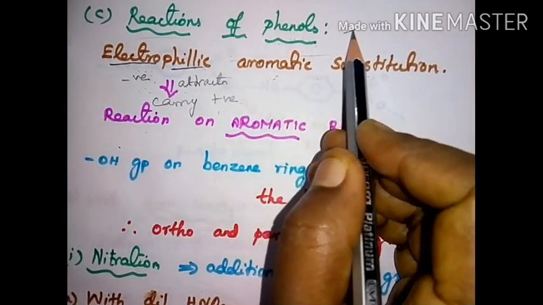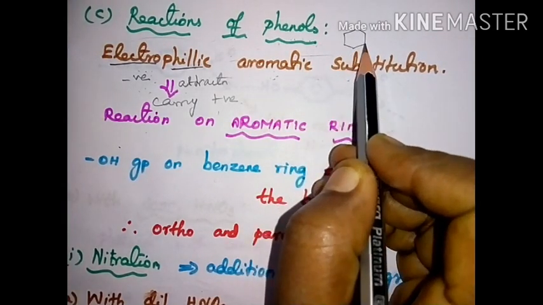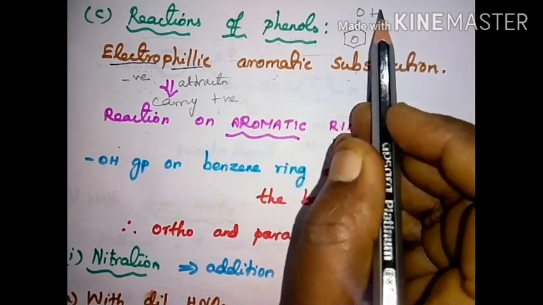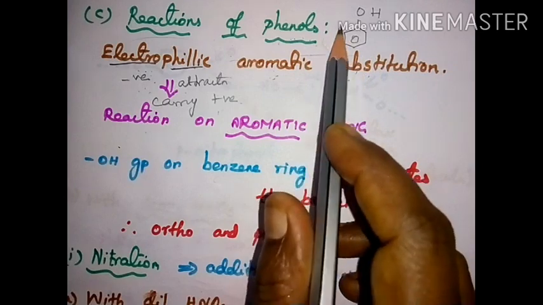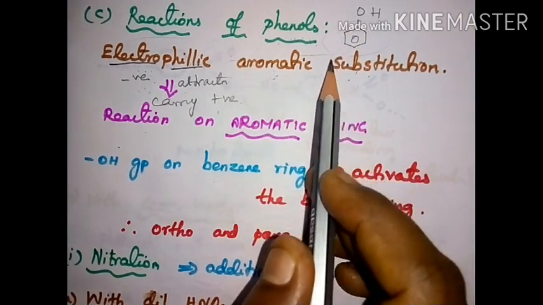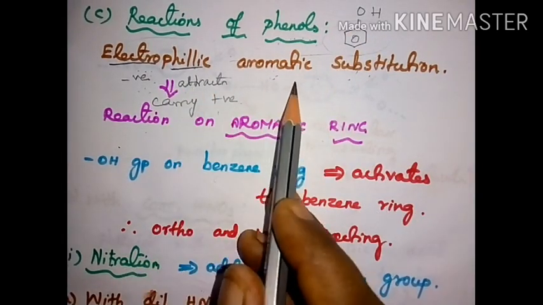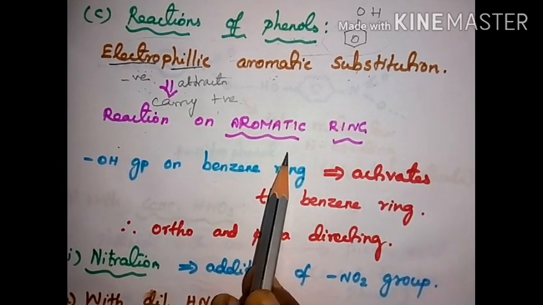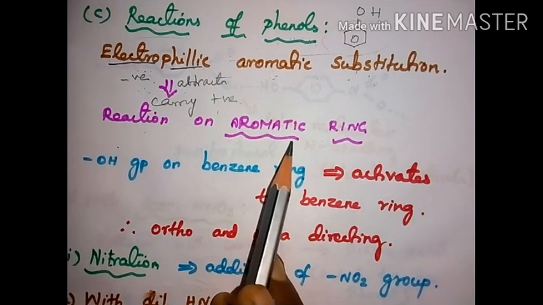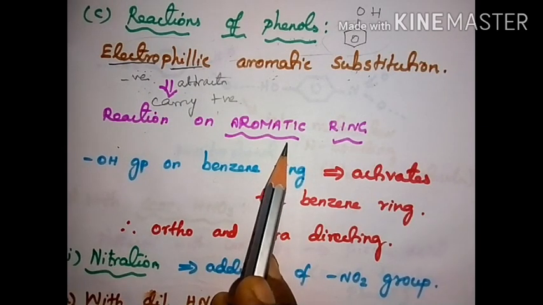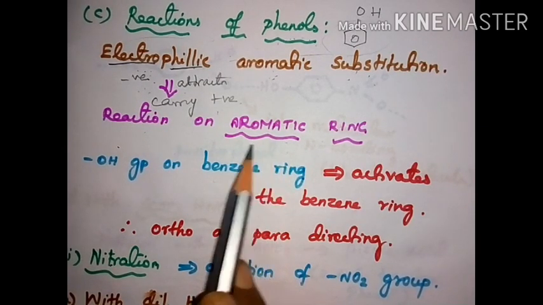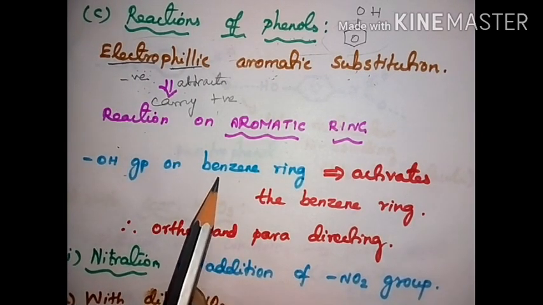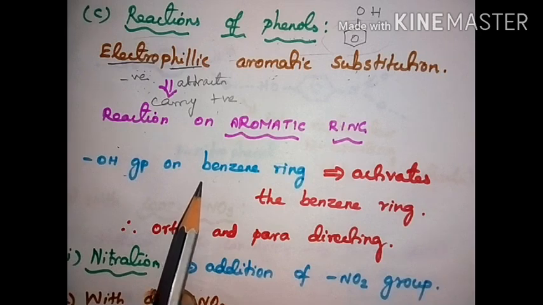Phenol. What is the structure of phenol? We have one benzene ring, and in that the OH group is attached. Now we are going to see the reaction which takes place in the benzene ring. That is called an electrophilic aromatic substitution reaction. While studying the reaction on the aromatic ring, first we must find which group is directly attached to the benzene ring.